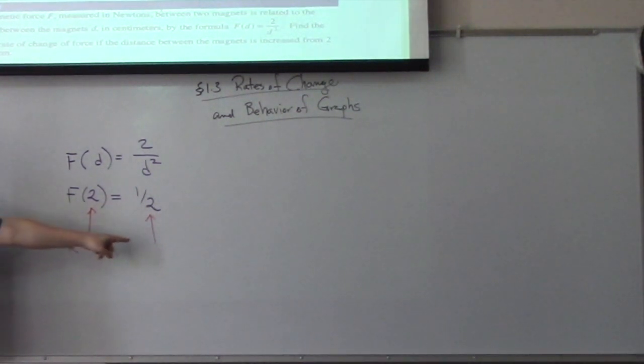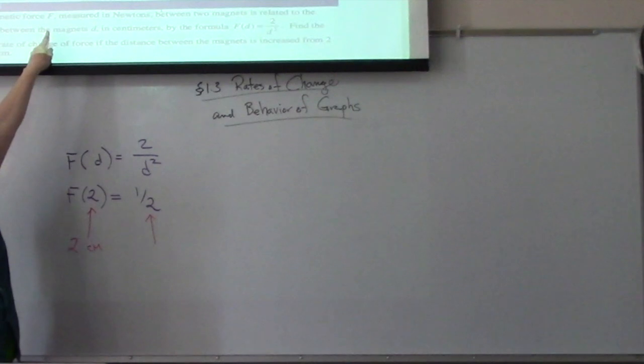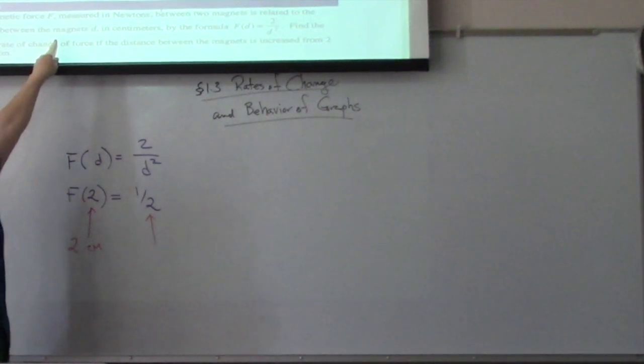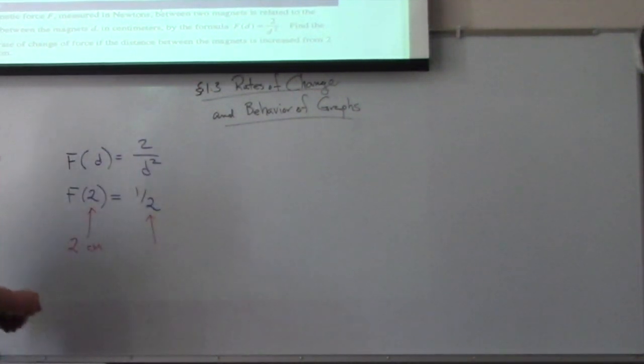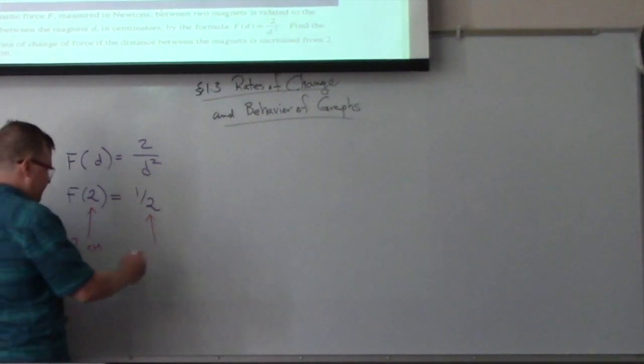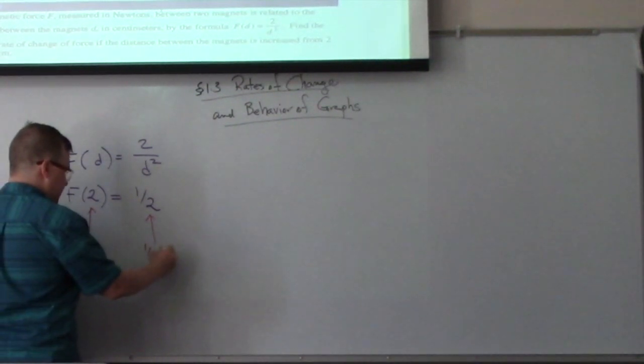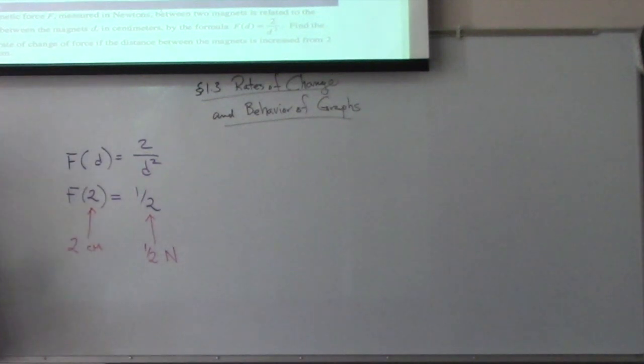This 1/2, the output, you should be associating with magnetic force. And in physics, we measure the magnetic force with what type of units? Yes, newtons, that's actually a thing. So that's 1/2 of a newton. 1/2 of a newton.